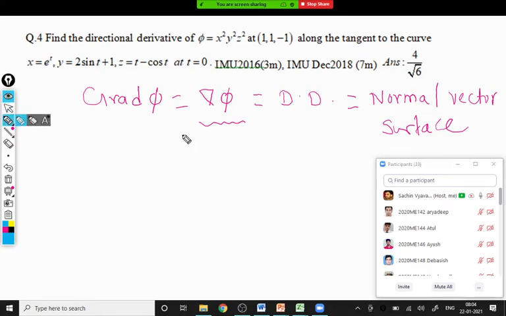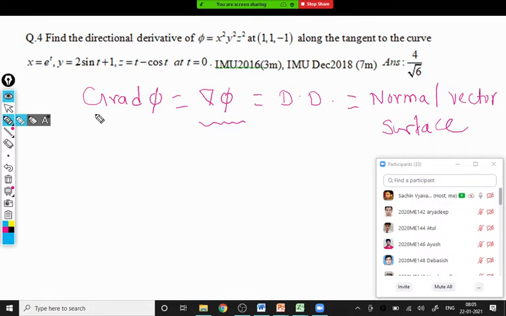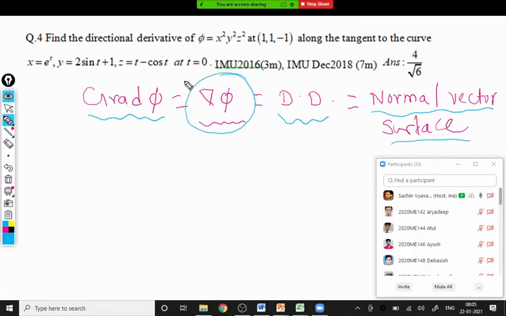So if a question comes, find the gradient, find the directional derivative, find the normal vector to the surface, the same thing that we have to find here. That is the del phi here. Okay, let me continue with examples now.